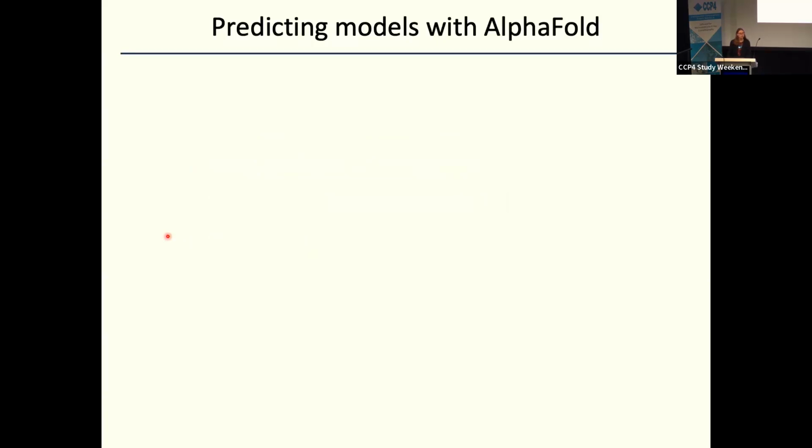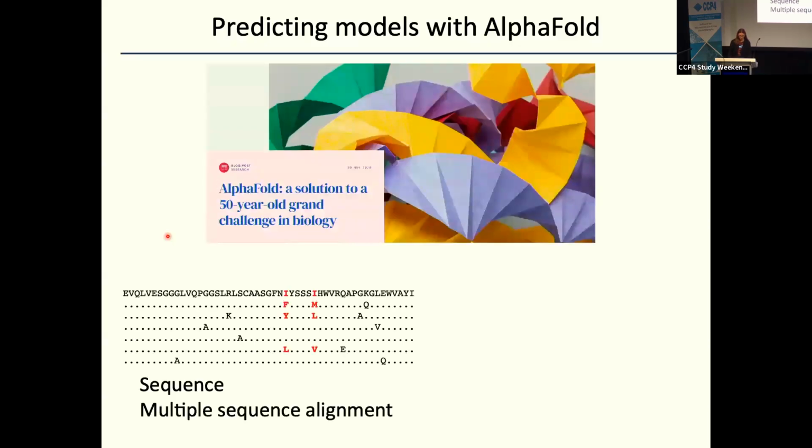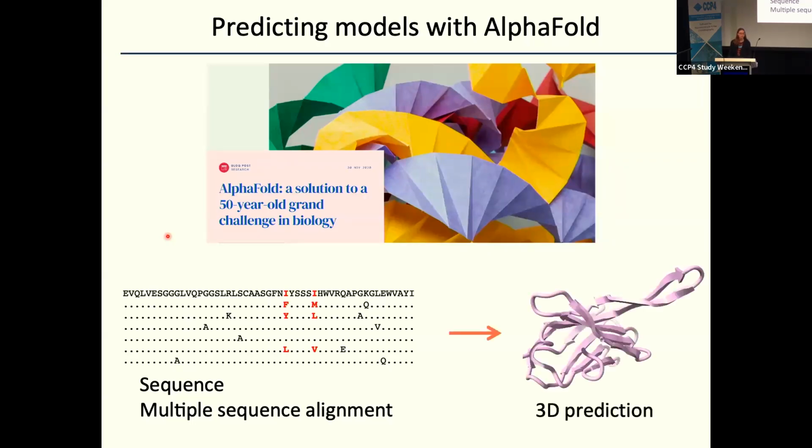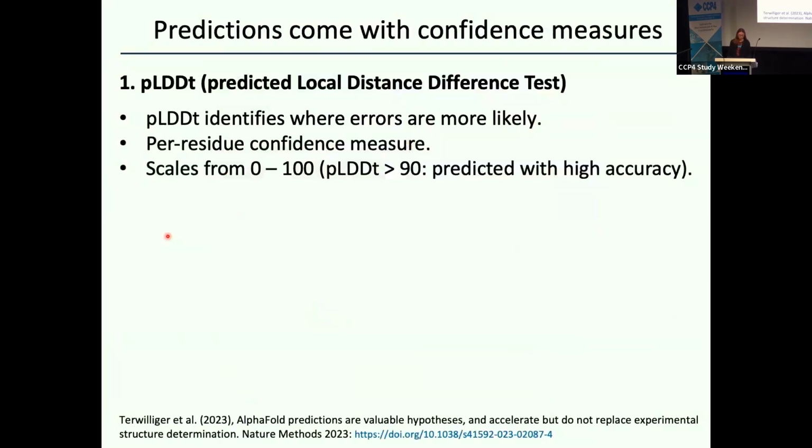So let's start with that little reminder of some properties of AlphaFold predictions. Starting from the sequence and a multiple sequence alignment, we can get quite accurate 3D predictions of proteins. One of the great strengths of AlphaFold is that it is capable of assessing its own accuracy. Each 3D prediction comes with 2 confidence measures, and these are the following.